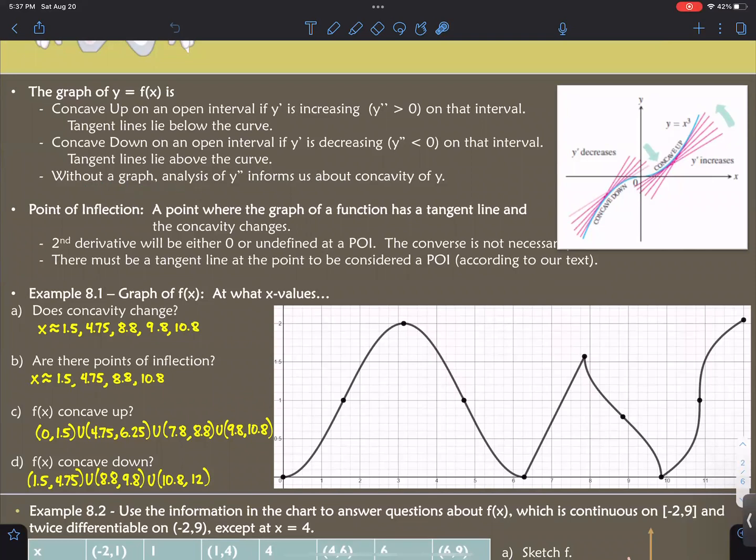Without a graph, we can analyze y double prime to learn about concavity. Find the first derivative, find the second derivative, and we can plug in points there.